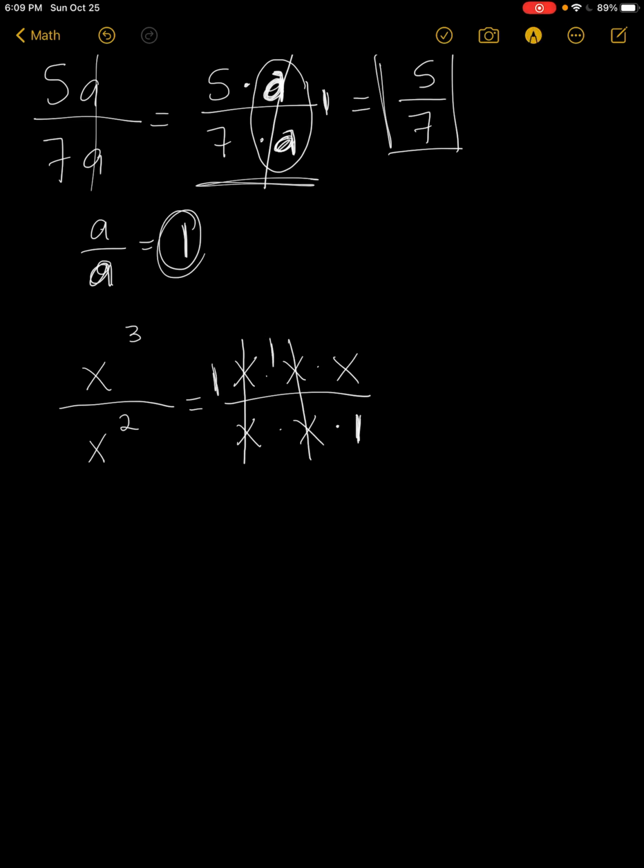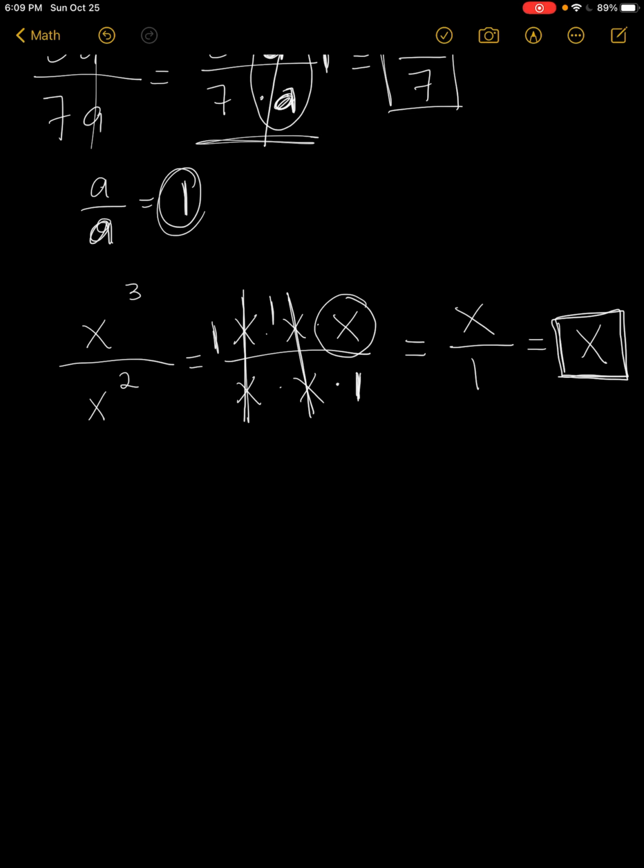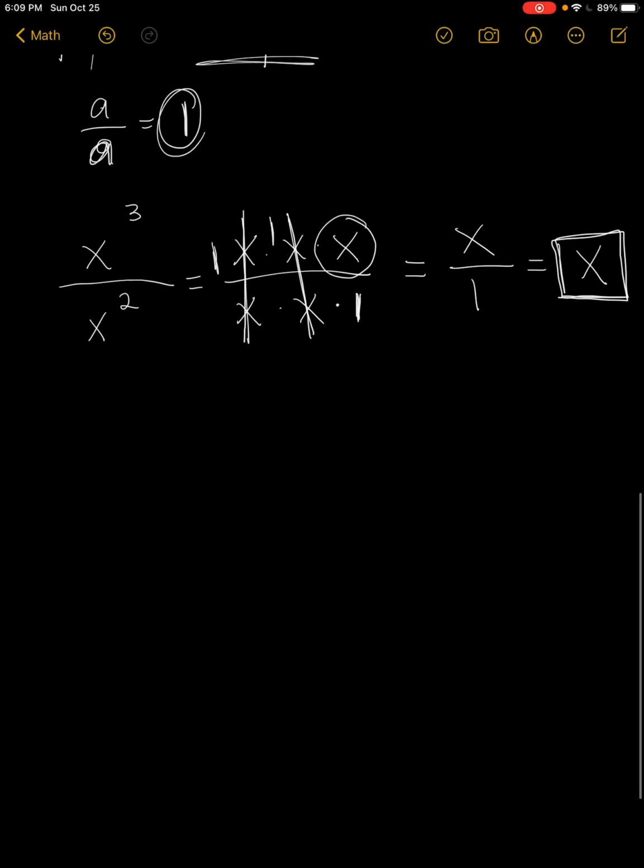And then there's no x down here, so we're still going to be left with this x. So we have x times 1, which is just x, over 1. Any number divided by 1 is just itself. Okay, so x cubed over x squared, we can simplify it to x because we're canceling out all of the common factors from the top and bottom.